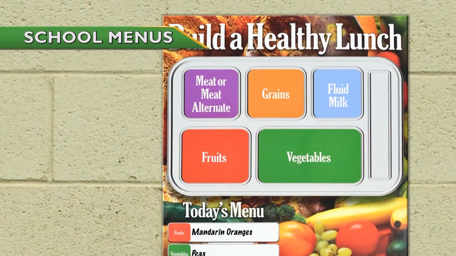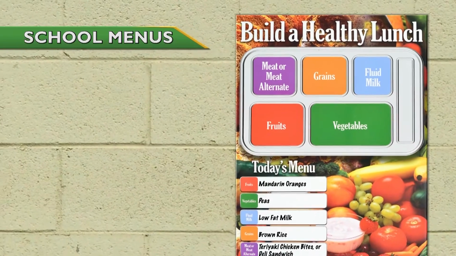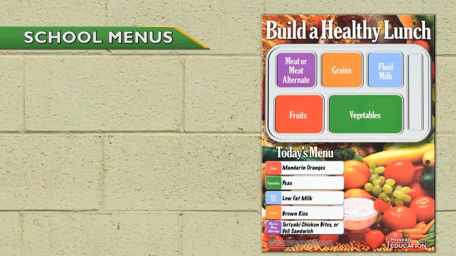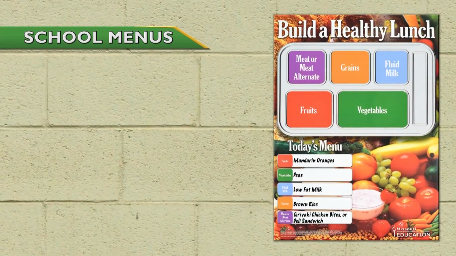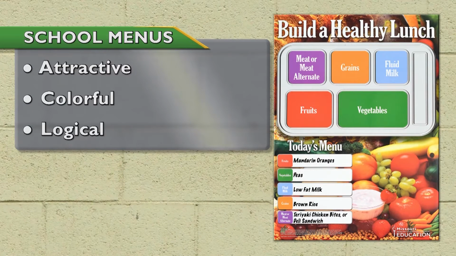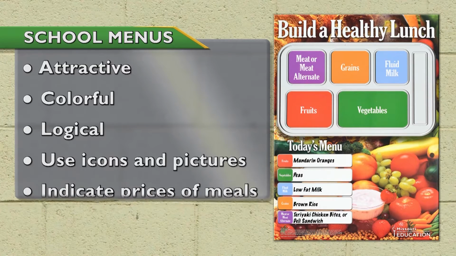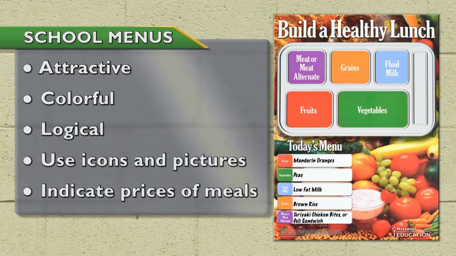The menu is the basis for all your planning. It has great influence on your operation's organization, management, and success in meeting its goals. Menus should be attractive, colorful, and logical. They should use icons and pictures that represent whole, grain-rich, and low-sodium items. Menus should also indicate prices for full, free, and reduced-priced meals.